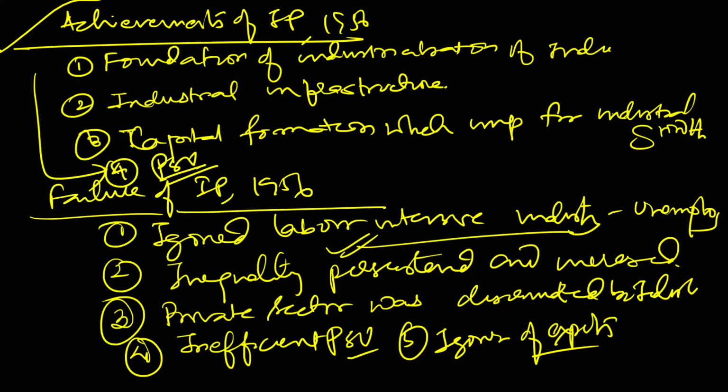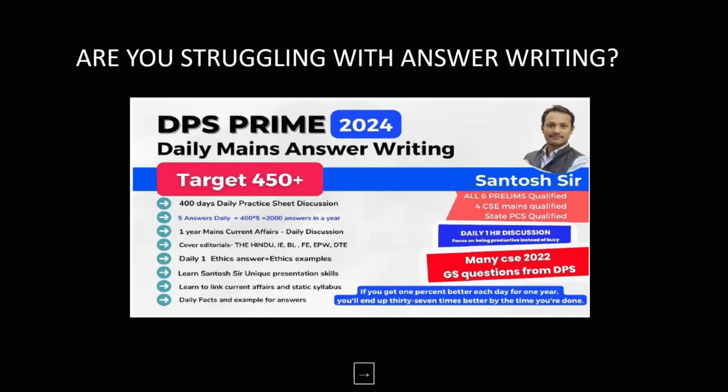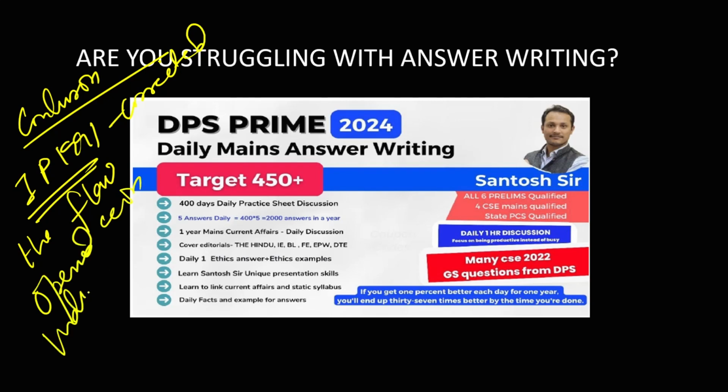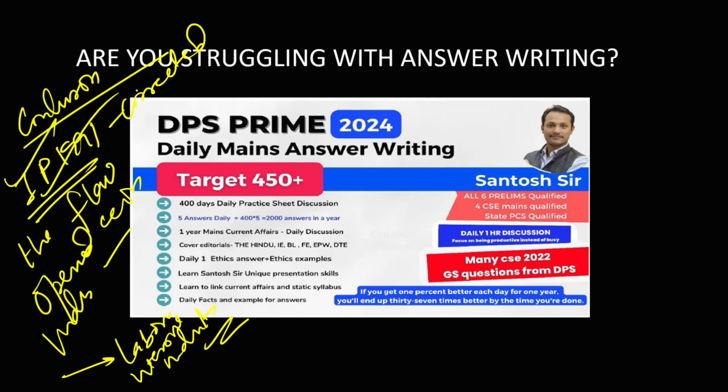So we have written four points positive, four points negative, and then we can give a conclusion that the industrial policy of 1991 corrected the major flaws, and we stopped industrial licensing. But still we are seeing that industry is not picking up. We still have to focus on labor intensive industrialization. So this is the conclusion we can write.